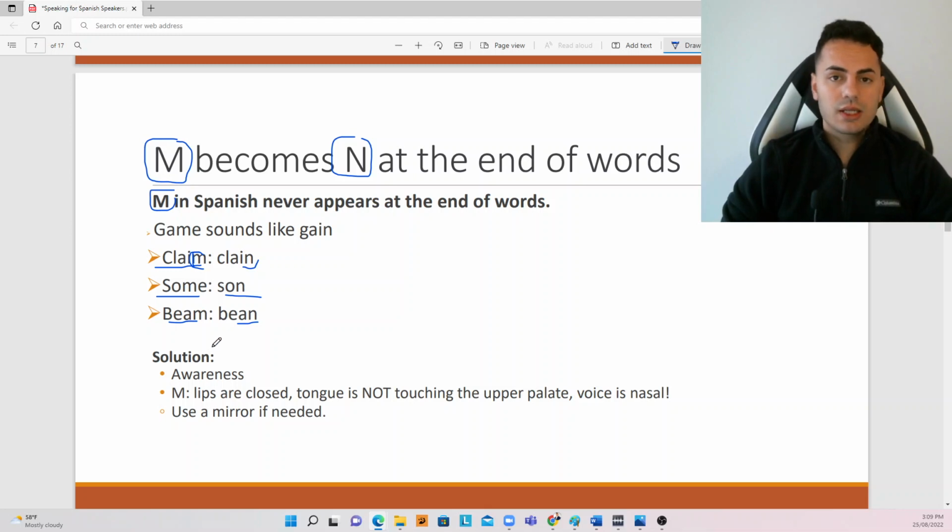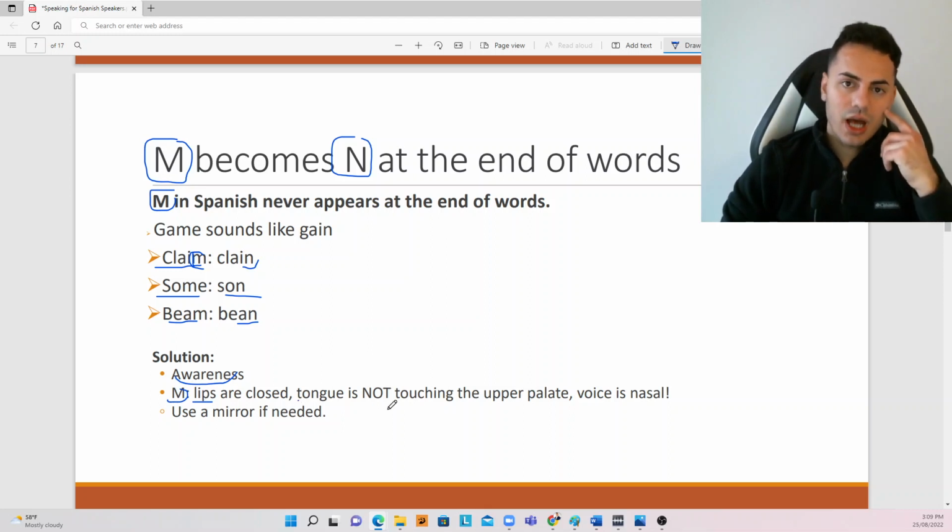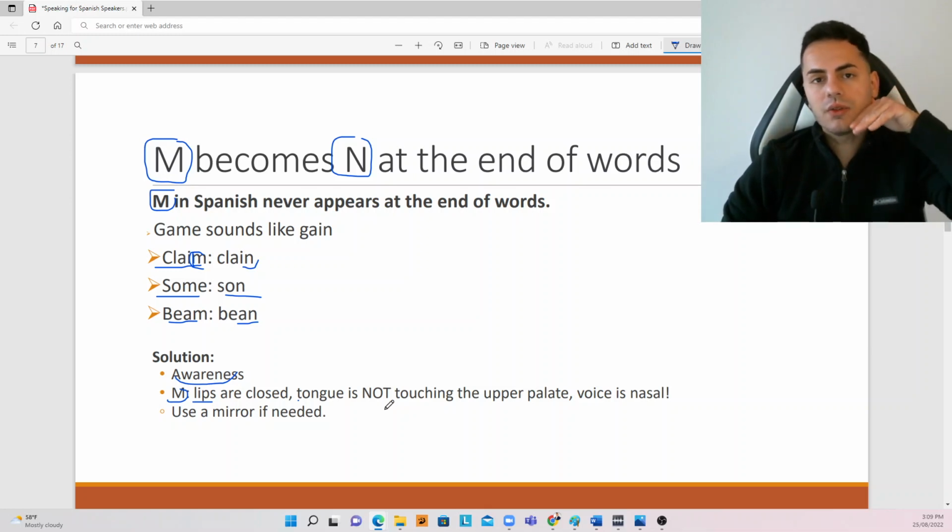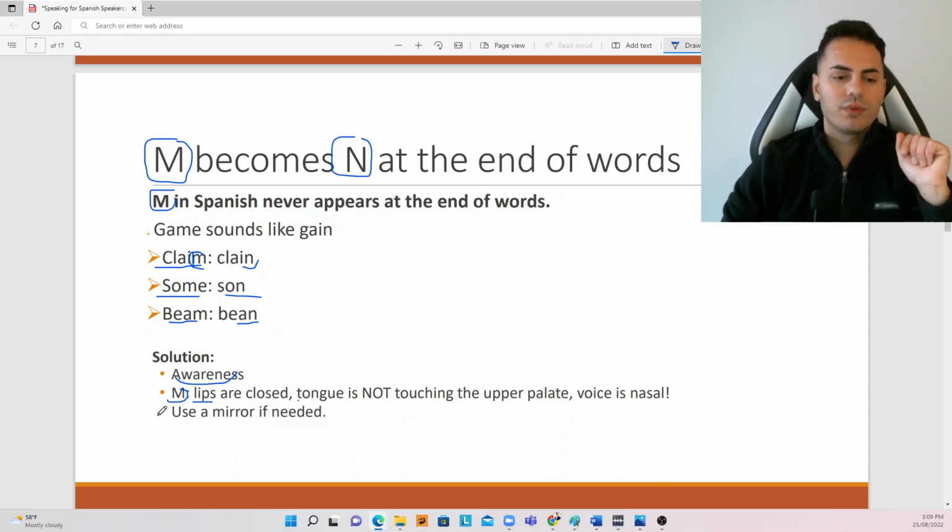The solution starts with awareness. You have to be aware of this. And mainly it is about the position of the lips. So when you are producing the sound or the letter M, the lips will be closed. And the tongue is not touching the upper palate, because it's a nasal sound. You can keep your tongue at the lower palate or lower jaw, or just don't touch the upper palate. And you can use a mirror if needed.